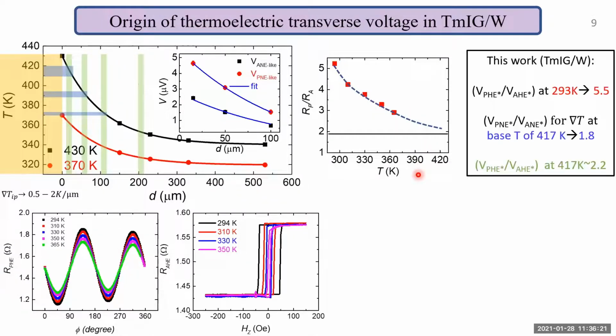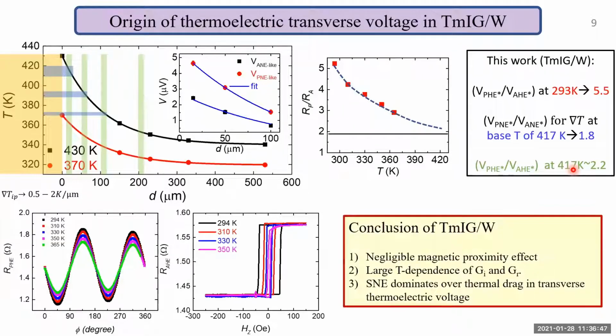That means when we need to compare PNE by ANE for the maximum heater current, we are actually working at 417, above 400 Kelvin. So we need to compare PHE by AHE not at room temperature, but at this temperature. If you compare them, their number becomes almost the same. So we explain this data not with the thermal drag model, but with the temperature dependent variation of the real and imaginary part of spin mixing conductance.